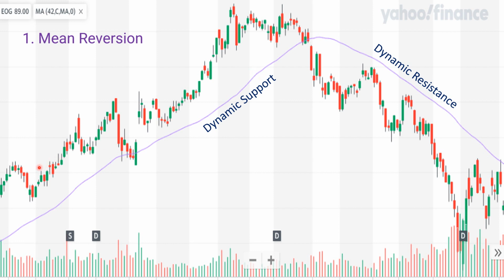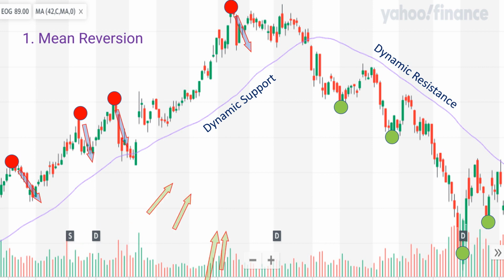It means in an uptrend, like here, when the price is far away from the mean, these red circles that you see, a strong down move will follow soon and also generate a sell signal. Likewise, when the price is far away from the moving average in a strong downtrend, a strong up move will follow soon and also generate a buy signal.